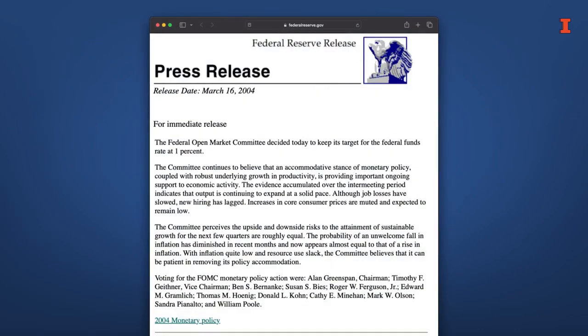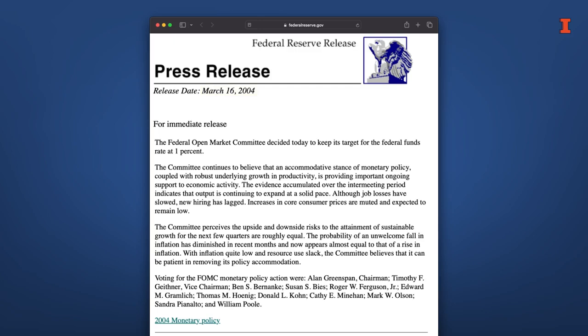Let's first look at an early example of how the Fed communicates. Since 1994, the FOMC has issued statements announcing decisions from the most recent monetary policy meeting. Before 2009, these statements were brief. Check out this statement from March 16, 2004.